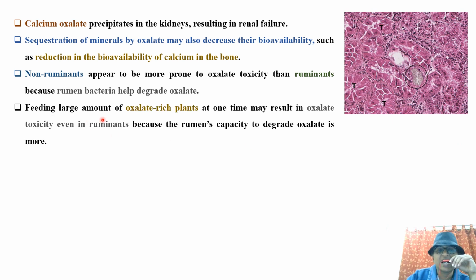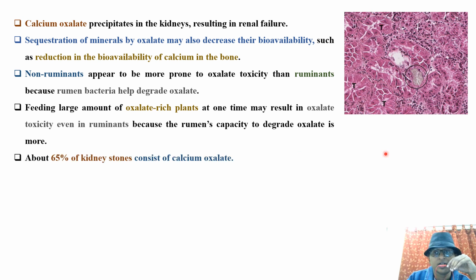Feeding a large amount of oxalate rich plants at one time may result in oxalate toxicity even in ruminants. That we already know; that is a basic point in toxicology. Anything in excess causes toxicity. So even these ruminant animals, if they are fed oxalate rich plants in large quantities, will lose their capacity to degrade this oxalate, because the rumen's capacity to degrade oxalate is limited.